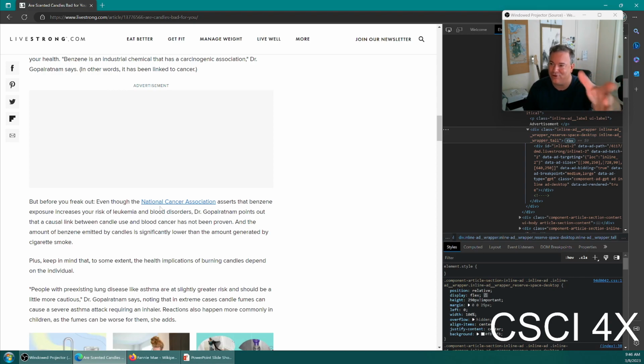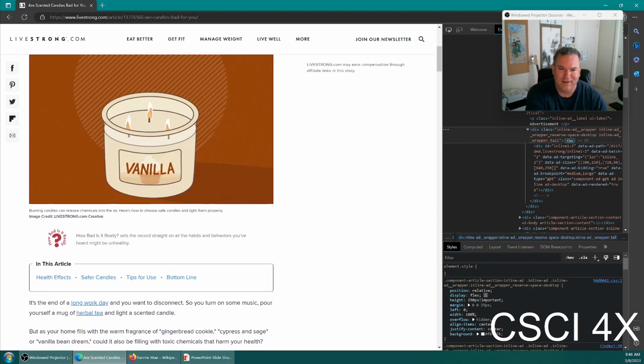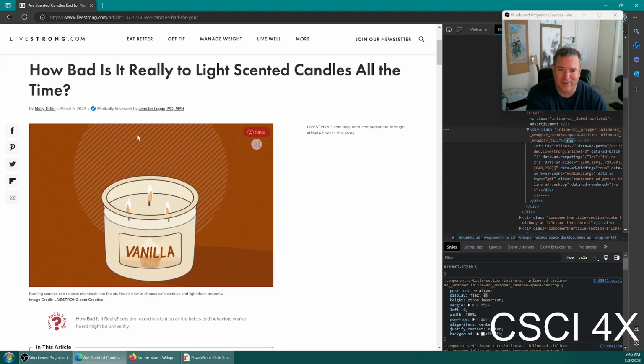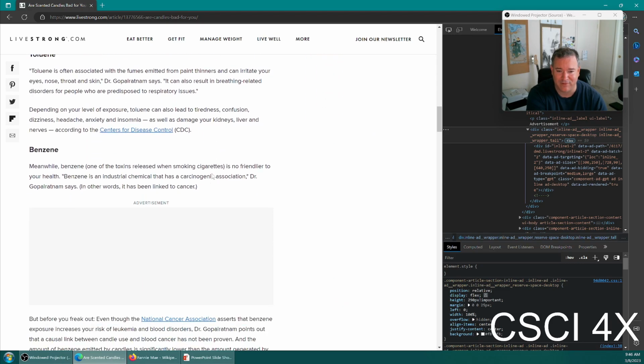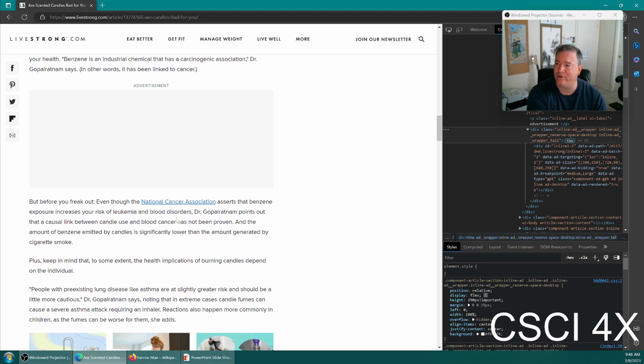Imagine there's an ad here. I'm sure you've seen internet ads before. Here's what happens when you load a web page. So this is a web page on livestrong.com on the dangers of scented candles, hard-hitting journalism from livestrong.com. And so when I loaded this page, here's what happened.